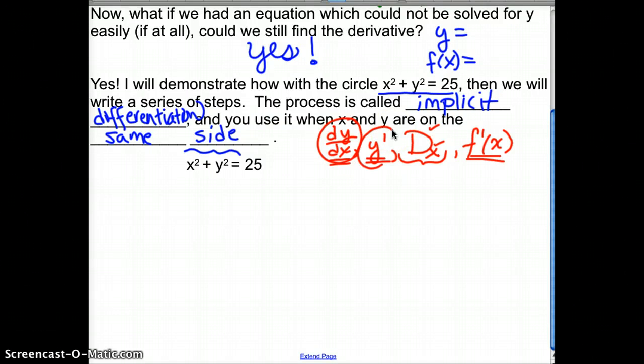This one is the easiest to use in terms of how much you have to write down, but people tend to make mistakes with this one, and this one's not practical for these purposes.